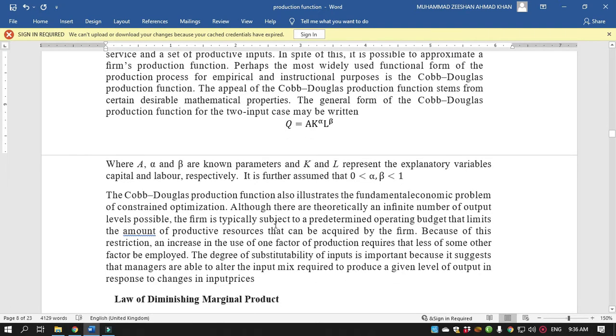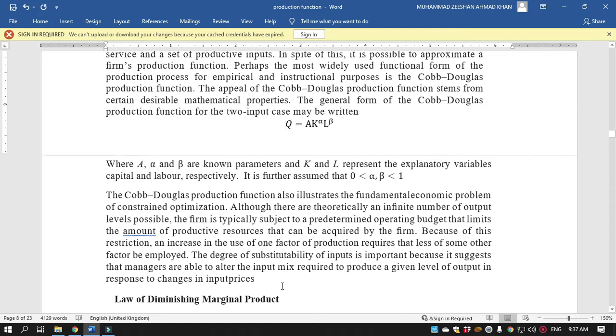The Cobb-Douglas production function also illustrates the fundamental economic problem of constrained optimization. Although there are theoretically an infinite number of output levels possible, the firm is typically subject to a predetermined operating budget that limits the amount of productive resources that can be acquired by a firm. Because of the restriction, an increase in the use of a factor of production requires that less of some other factor be employed. That is called substitution. Because if you increase one input by reducing the other input, actually you are substituting one input for the other.